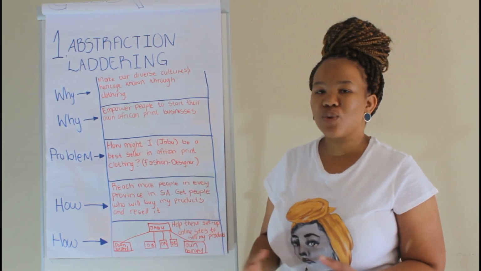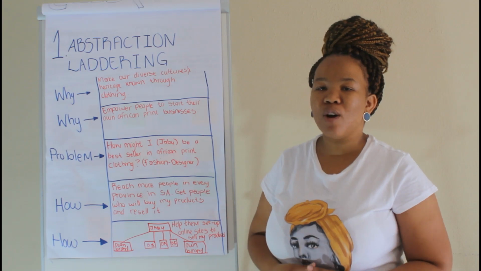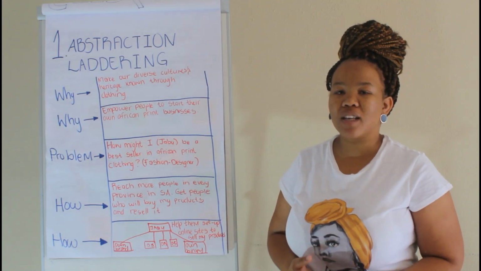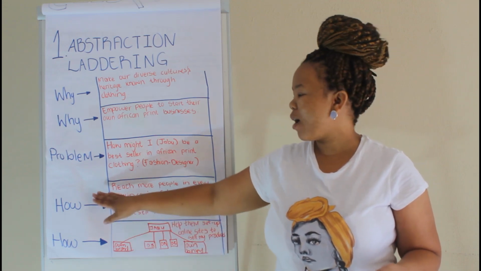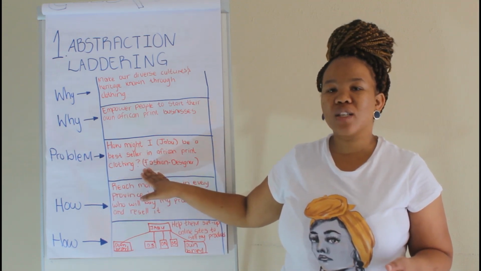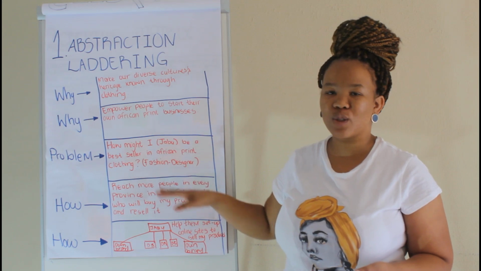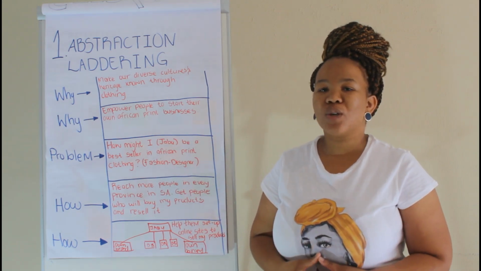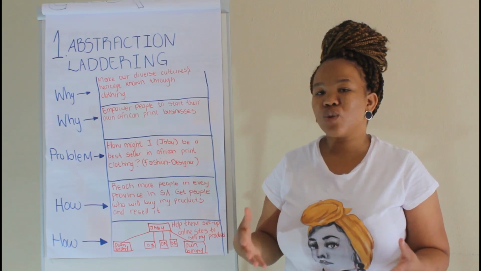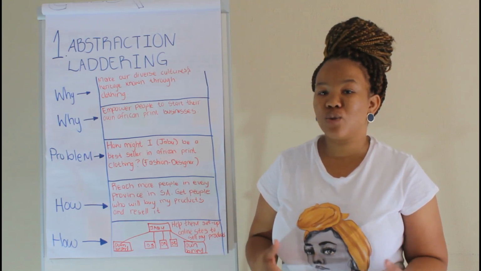So in Jabu's case, we know that it is how might I, as Jabu, become a bestseller in African design clothing. The further down you go the letter, you ask the first how. How can I solve this problem? Then you ask the second how. How can I really solve this problem? The reason why you ask how twice is because you want to get a clear, concise, and a concrete solution for the problem that you're trying to solve.